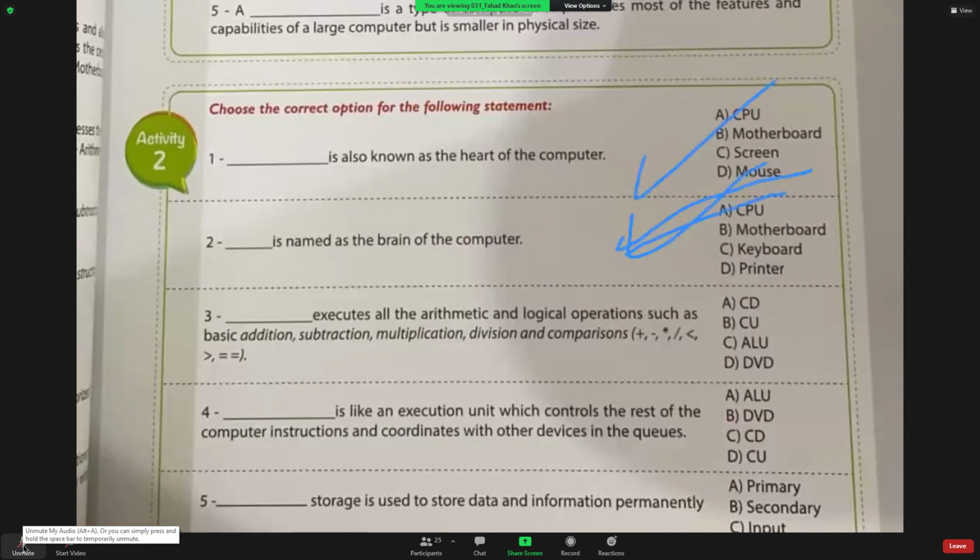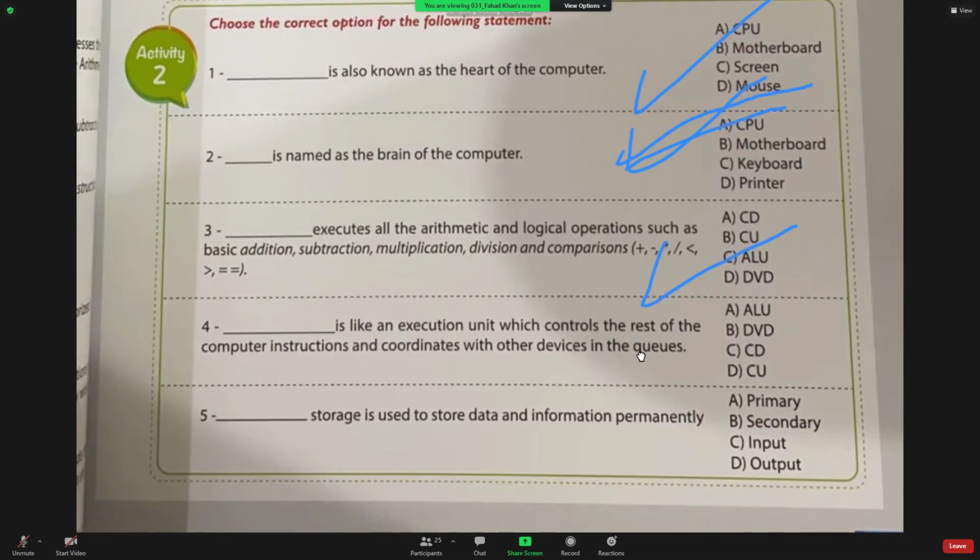Next one: dash executes arithmetic and logic operations, guys. Just remember ALU, because arithmetic and logic. That's C. Third one, because you know the CPU has two parts. The first one is ALU and the other is the CU. ALU deals with all the maths, all the arithmetic things, and the CU does all the controlling things, control unit.